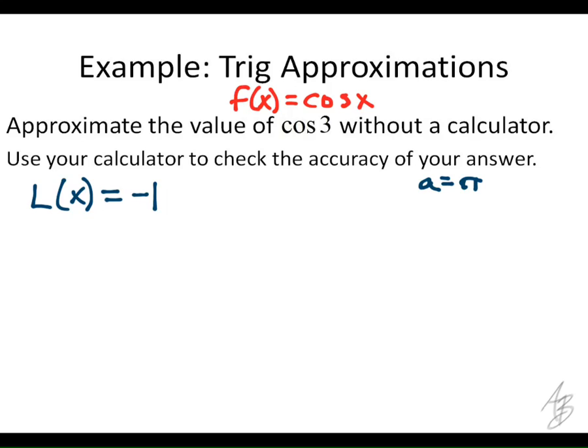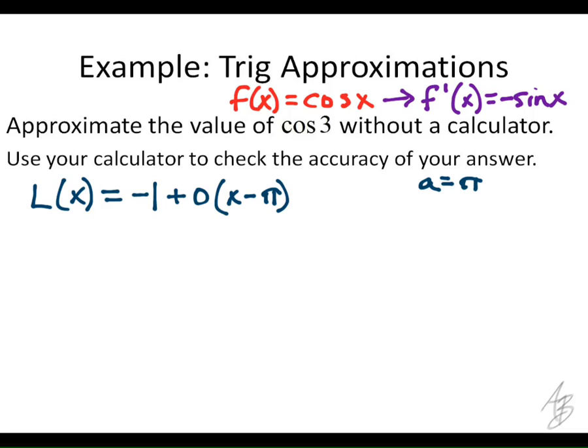So we're going to start at -1, and then we're going to add on the derivative at a. What's the derivative of cosine? Negative sine. So the derivative is going to be negative sine of x. And what is the sine at pi? 0, times x minus pi. Right? You guys agree with that?